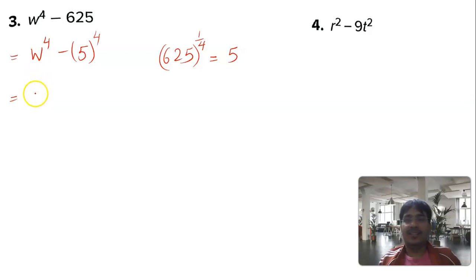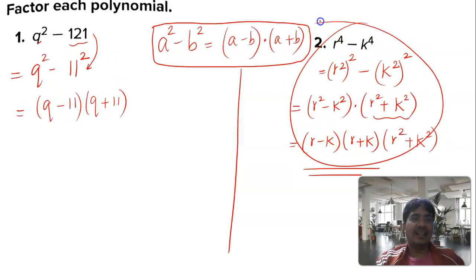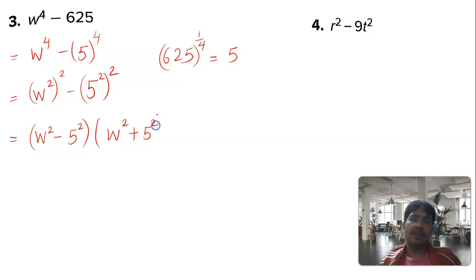So now I will write it again as w square the whole square minus 5 square the whole square. We will factorize this exactly like this one. Once you get w square the whole square minus 5 square the whole square, it becomes a minus b, a plus b. This we cannot factorize further, but this first term we can.